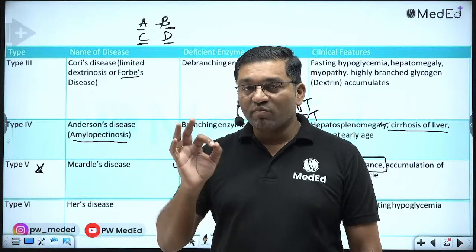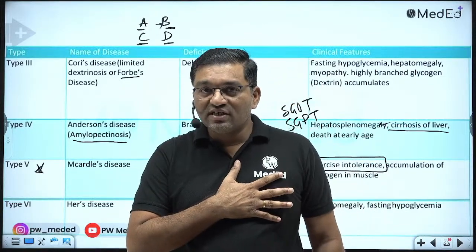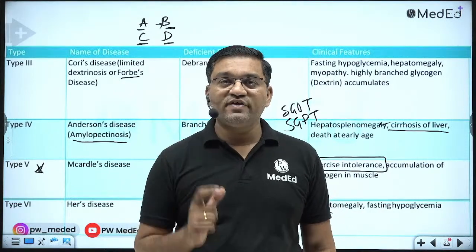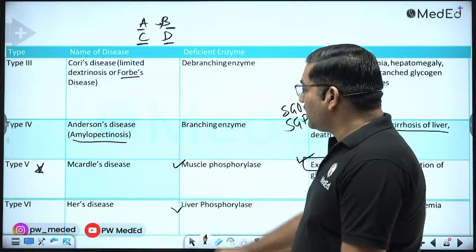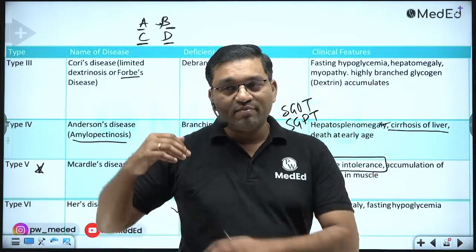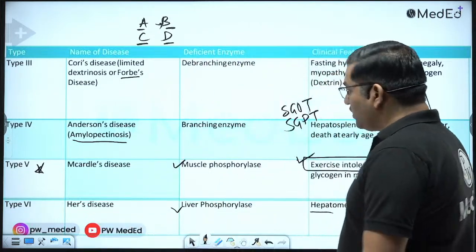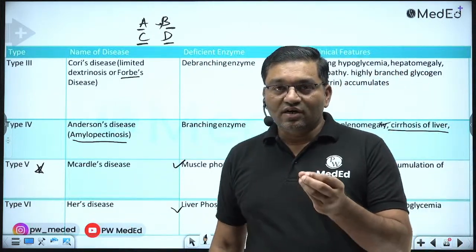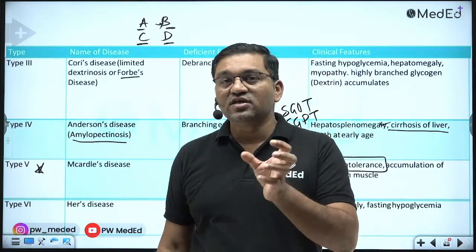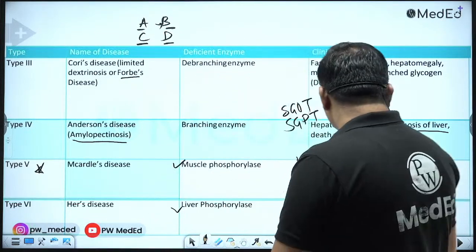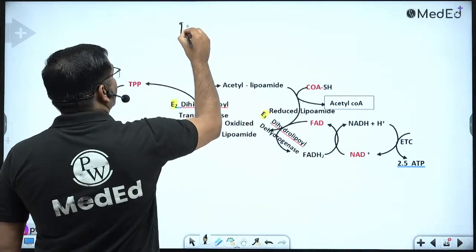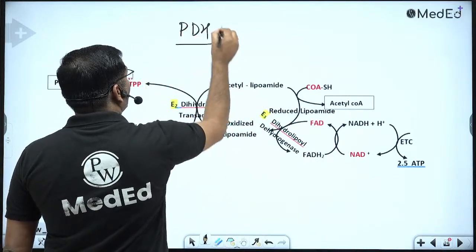Second important is Pompe's disease, where heart involvement and cardiomyopathy are there, with death at an early age due to a defect in lysosomal acid maltase. And McArdle disease, third one: exercise intolerance, second wind phenomenon, and myoglobinuria. If exercise intolerance along with RBC hemolysis is there, it indicates phosphofructokinase defect. Now coming to the next topic, pyruvate dehydrogenase complex or the linked reaction.